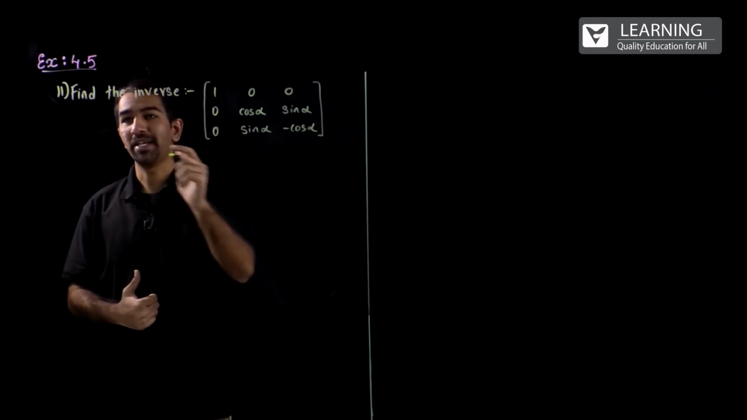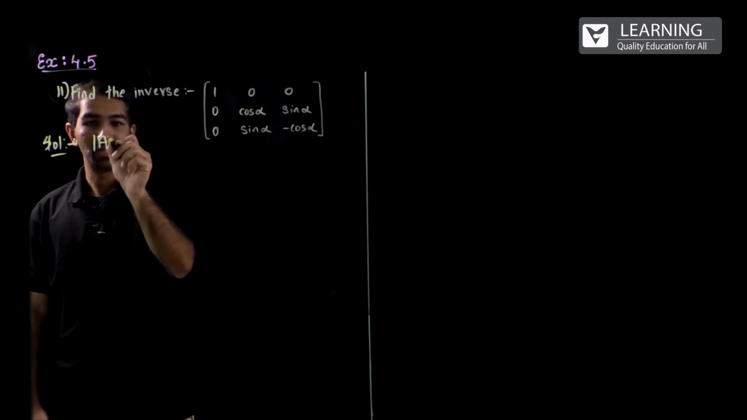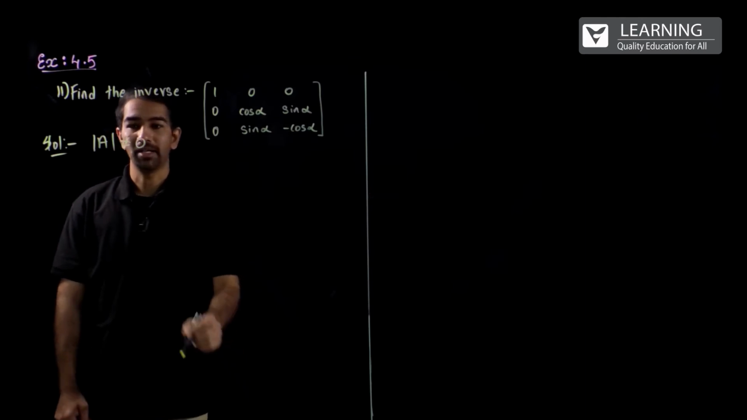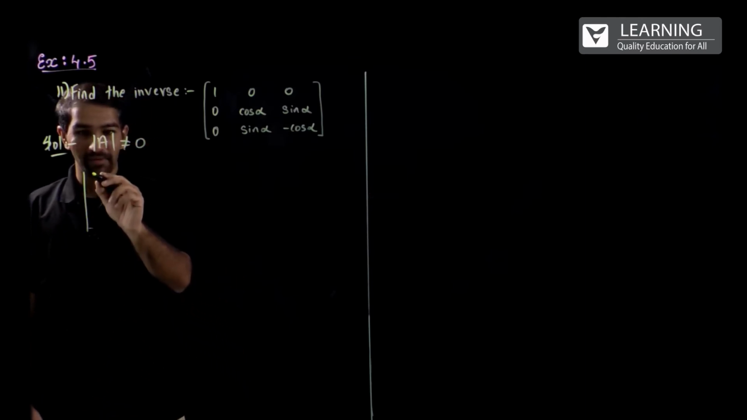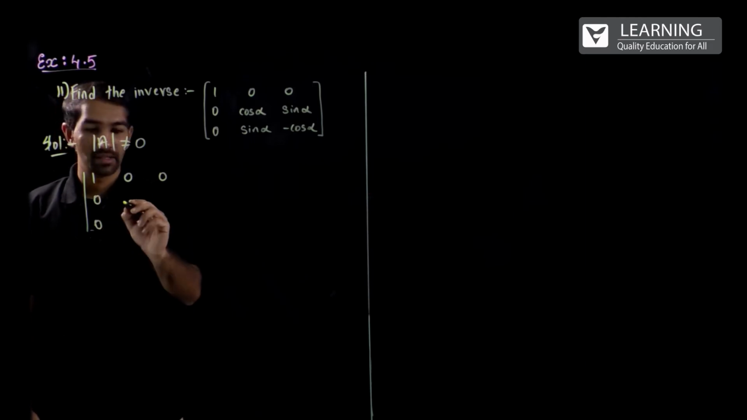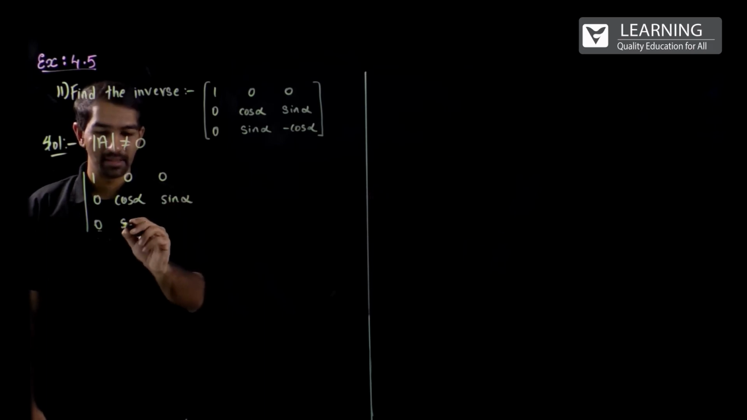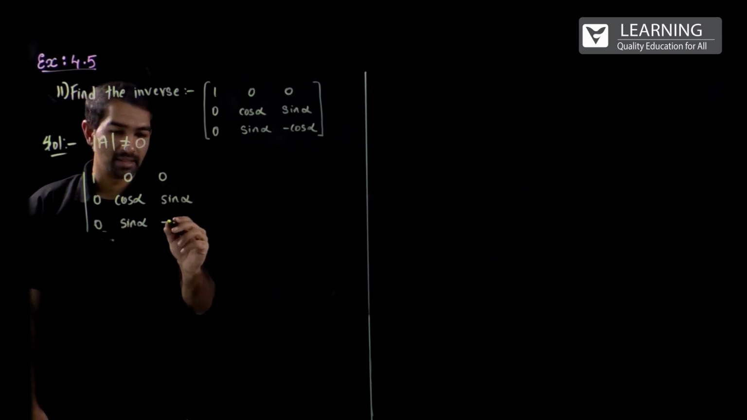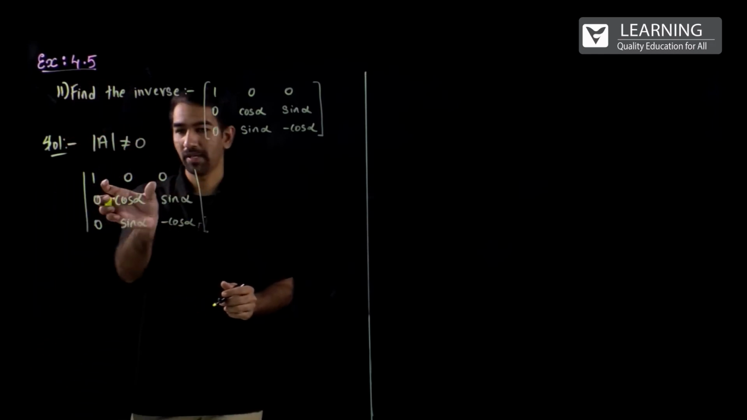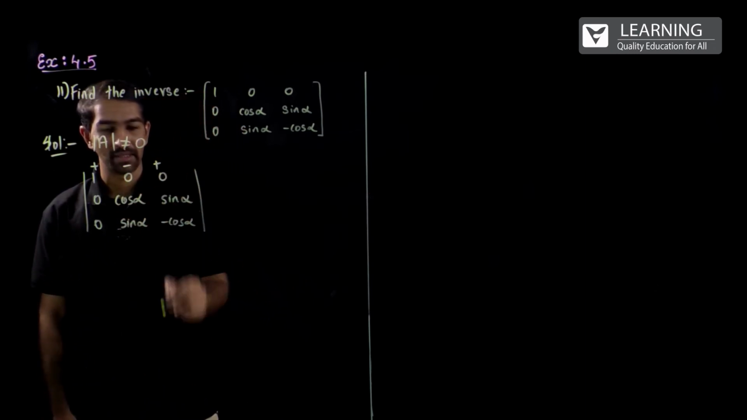Before we find out the inverse, we have to check whether the inverse exists or not. What is the condition for that? Determinant of A should not be equal to 0. So now let us find out what is the determinant of A here. So determinant of 1, 0, 0, 0, 0, cos alpha, sin alpha, and minus cos alpha. You're finding out the determinant, right? So we will expand the determinant along the first row, that is plus, minus, plus.